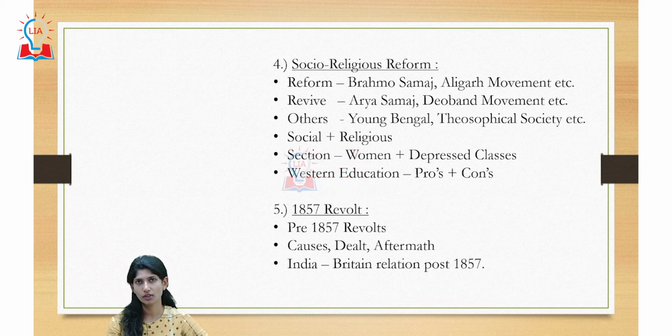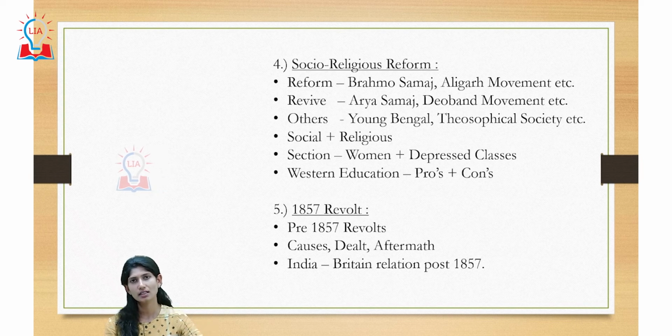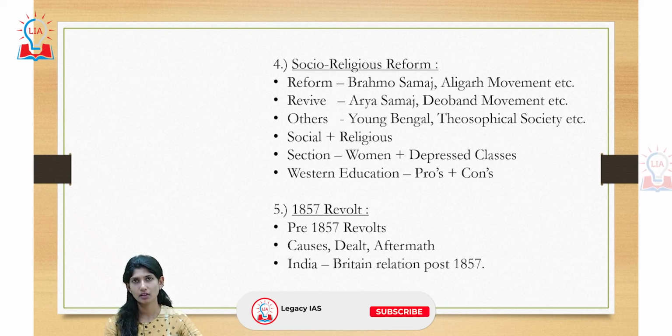Next are your revolts. Again, you have to see what the revolts were that led to the 1857 revolt, as one of the UPSC questions stated. 1757 to 1857, the revolts that culminated in the 1857 revolt and the impact it had on both India as well as Britain. And after 1857, the relationship between India and Britain. All these subtopics and nuances are what you have to very keenly observe for your preparation.